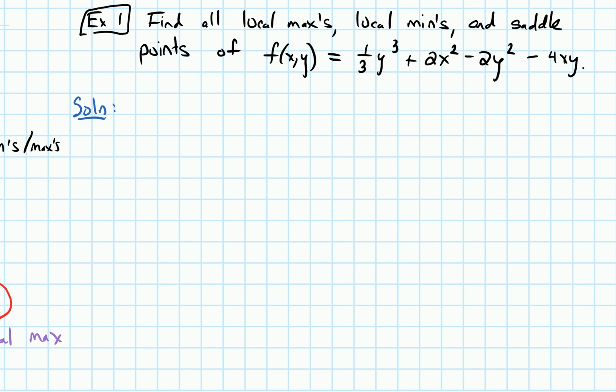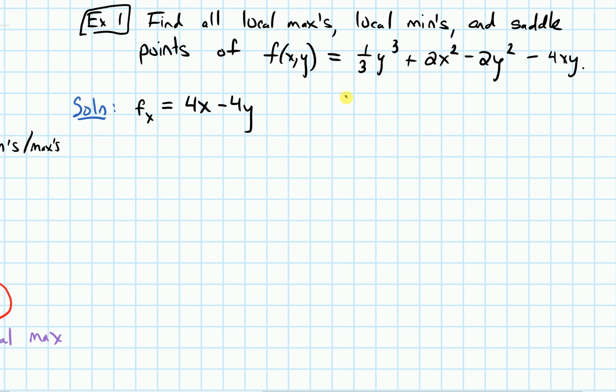So I want to begin by finding where the partials equal 0. So let's find the partial with respect to x. The partial of this first y cubed term is 0, because we treat the y as a constant when we take the partial with respect to x. For 2x squared, that partial derivative is 4x. The next term would be 0, and the partial of the last term would be negative 4y.